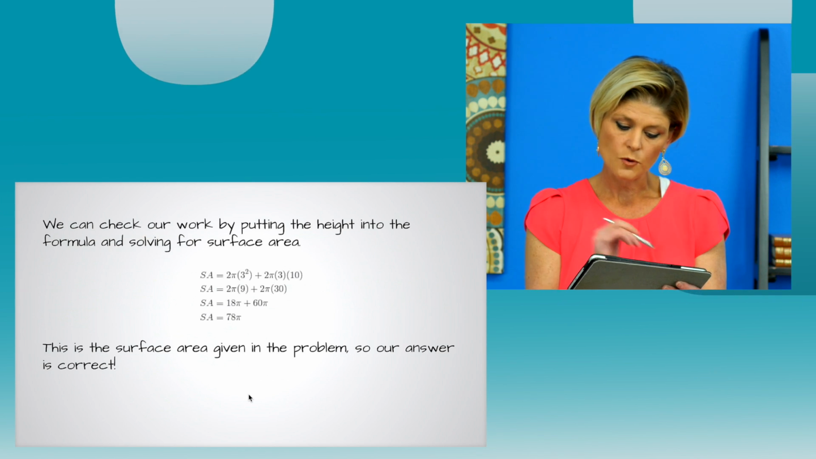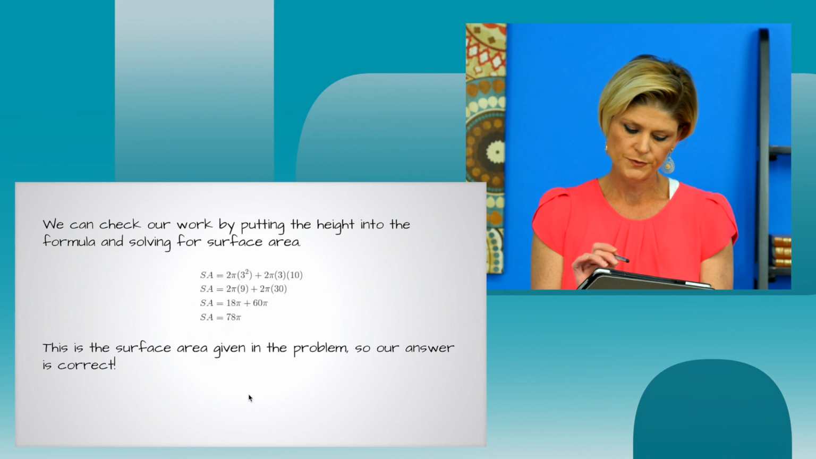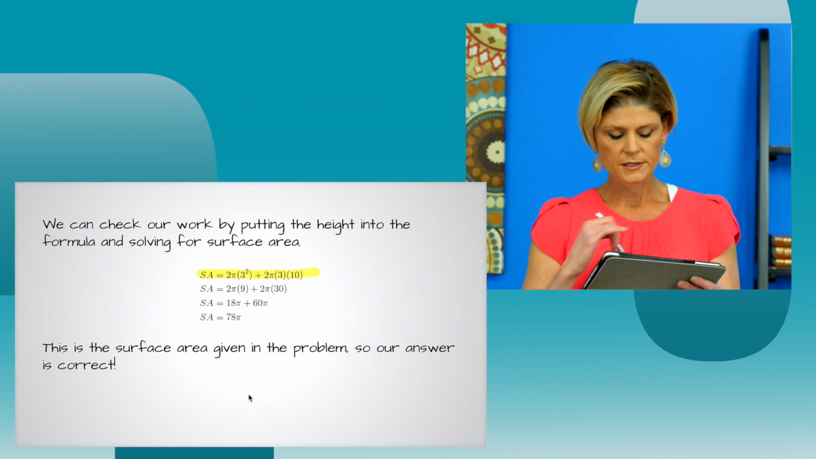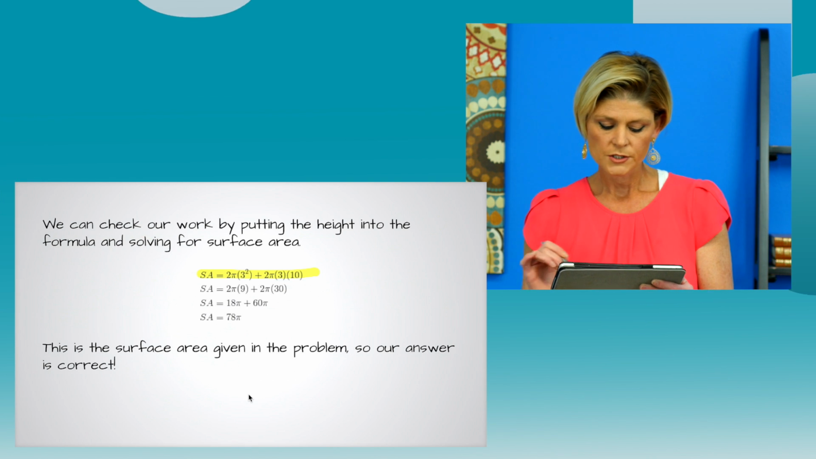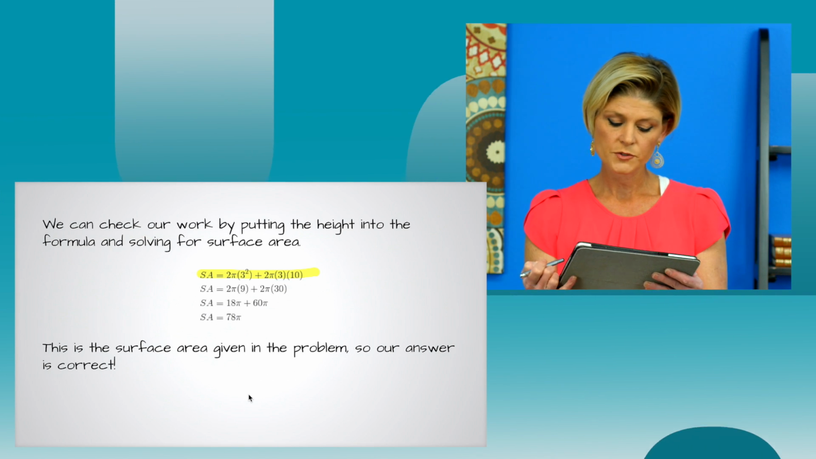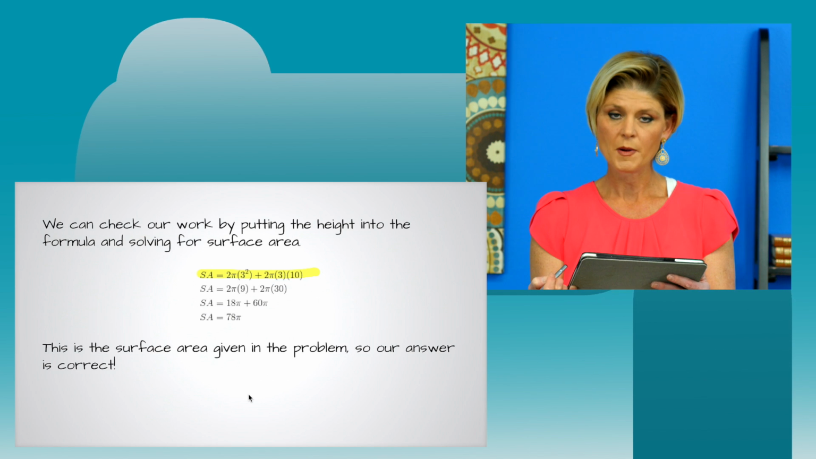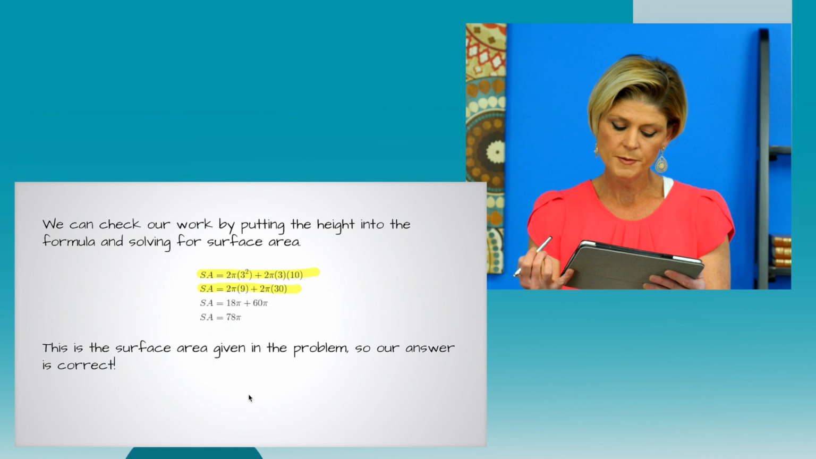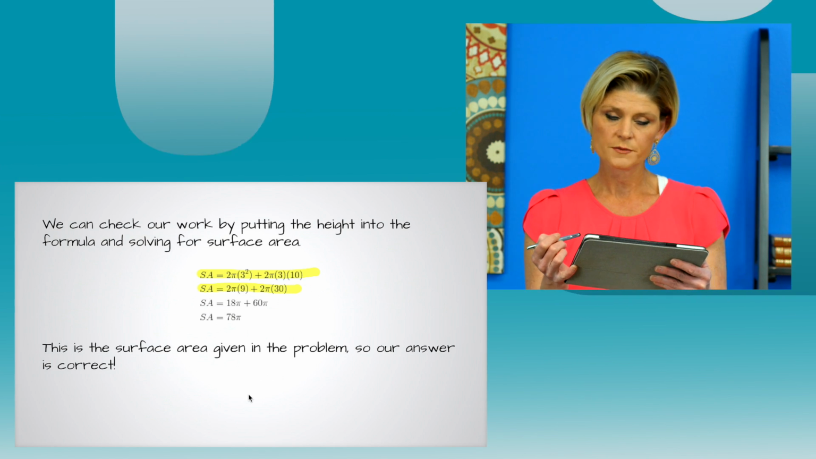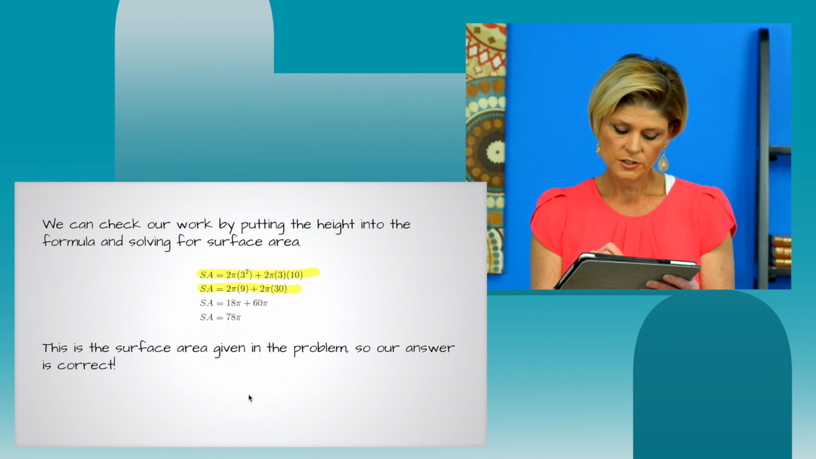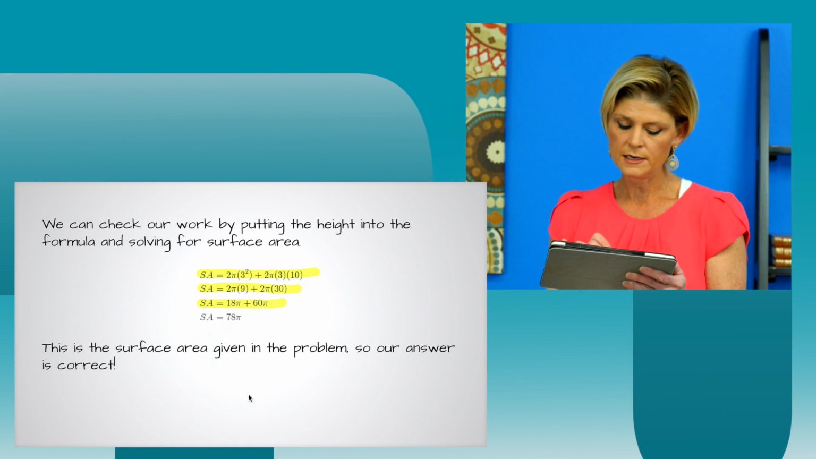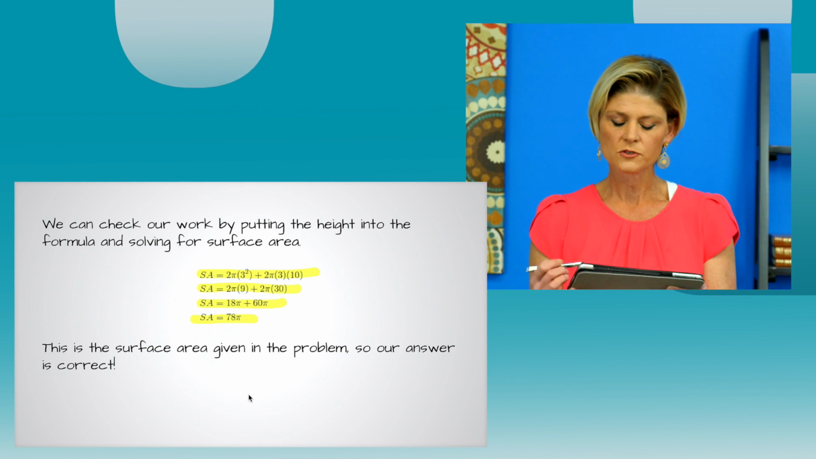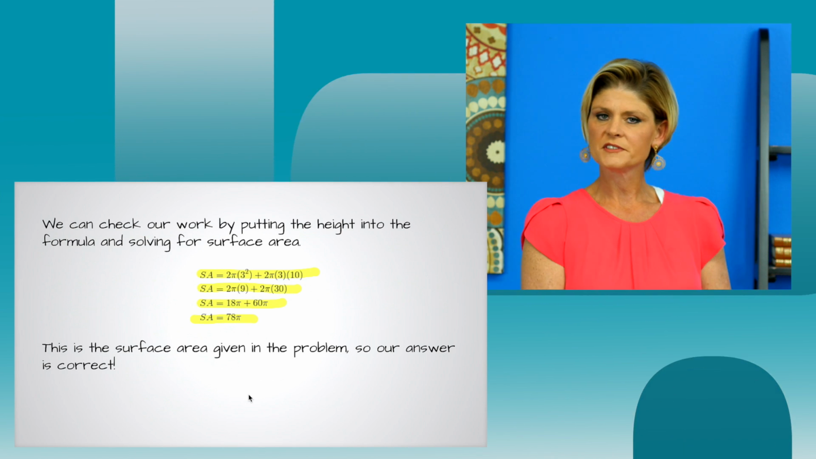So like I said, we can check our work by putting the height into the formula and solving for surface area. So again, write out your formula. Surface area equals, in this case I've already put in the numbers. Surface area equals 2 pi times 3 squared plus 2 times pi times 3 times 10. Surface area equals 2 times pi times 9 plus 2 times pi times 30, which gives us 18 pi plus 60 pi. And the surface area gives us 78 pi. That's exactly what the original question gave us. So actually, we've done it correctly.